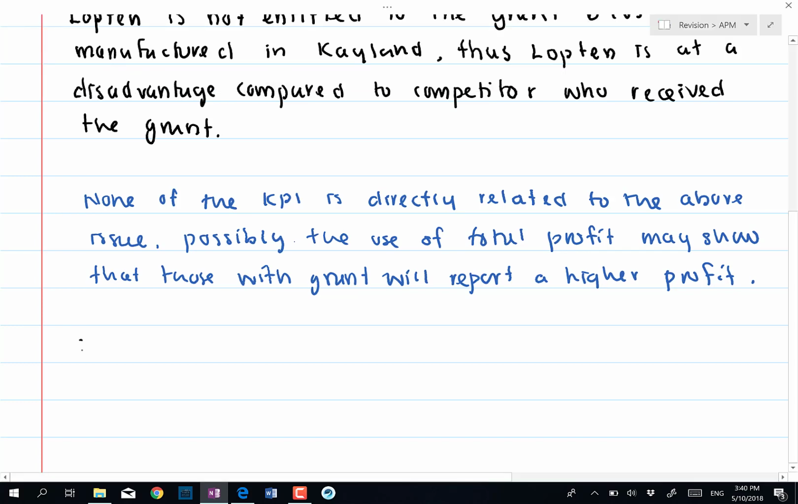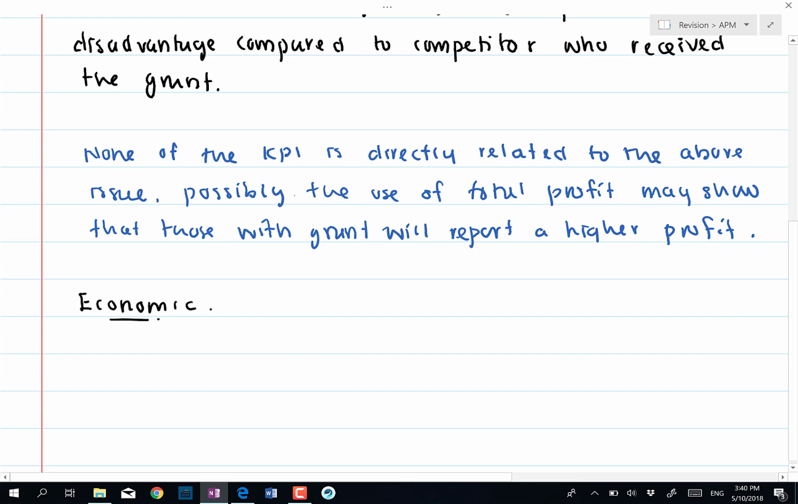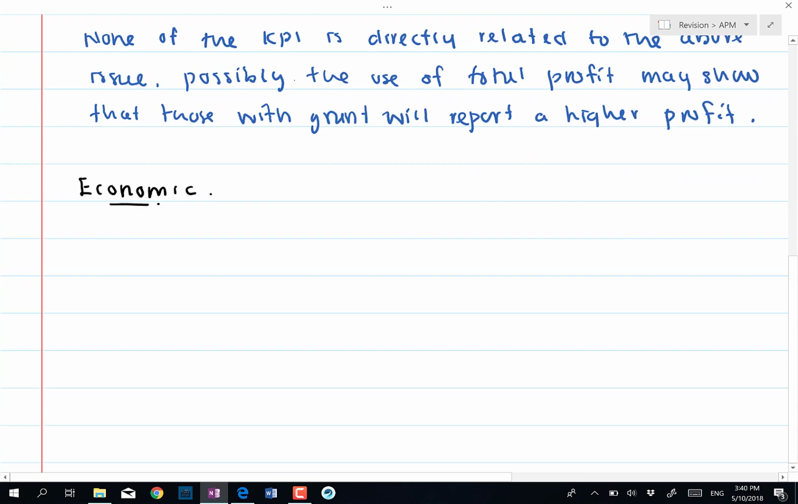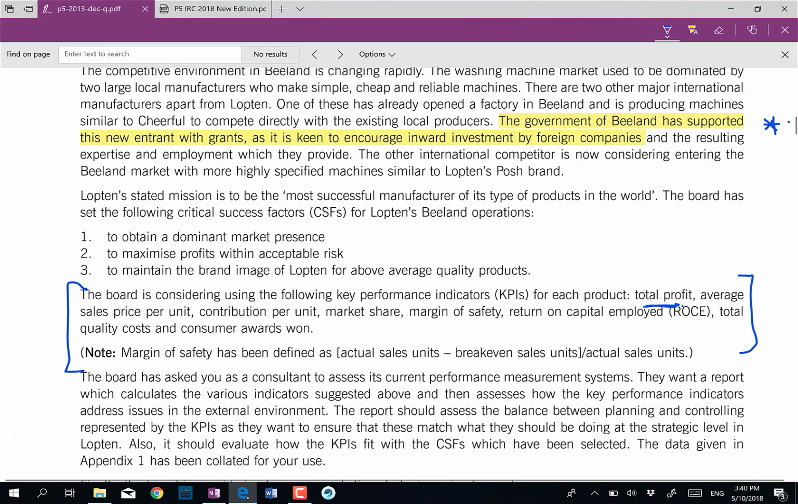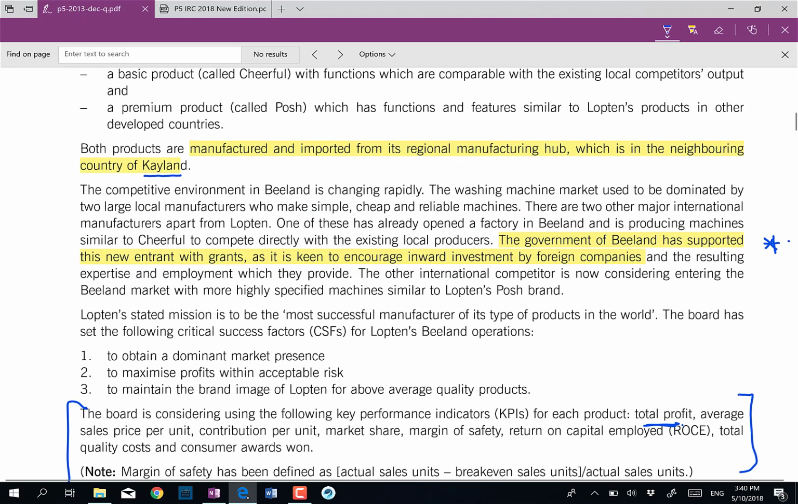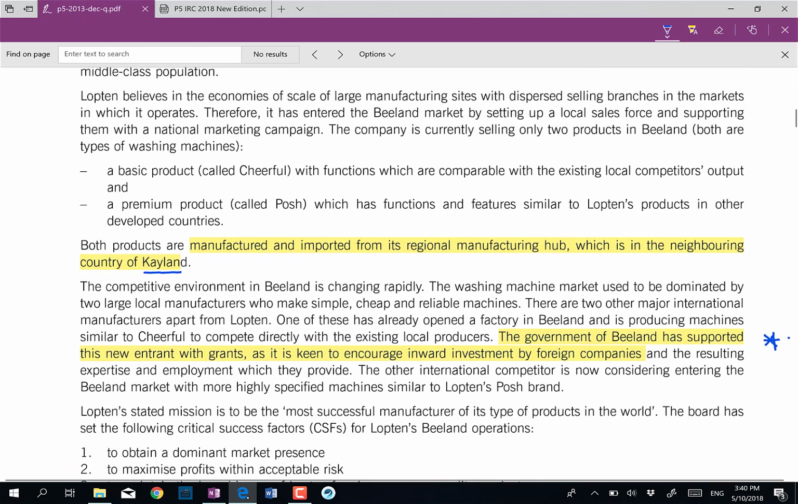Now let's move on to economic factors. In the exam, the very first thing is to find the economic factors from the question, relating to Beeland.